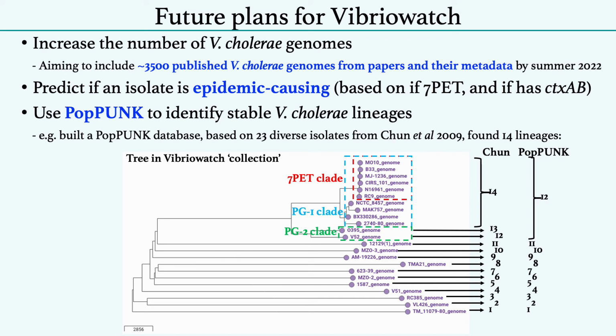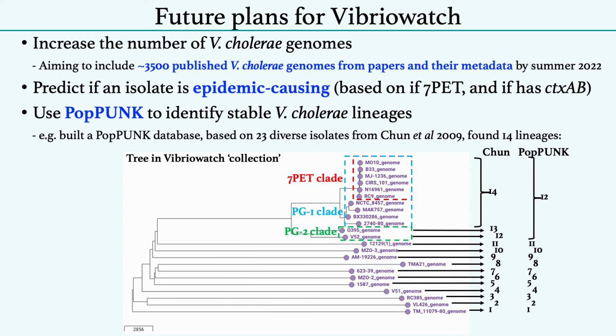In addition to uploading a large number of genomes, we would also like to include some extra tools in Vibrio Watch. One is a tool to predict whether an isolate is likely to be epidemic causing. This could be useful to epidemiologists who would like to know whether an isolate is likely to cause an epidemic. We plan to try to predict this based on whether the isolate belongs to the 7 pandemic lineage and whether it has the cholera toxin CTX-AB genes.